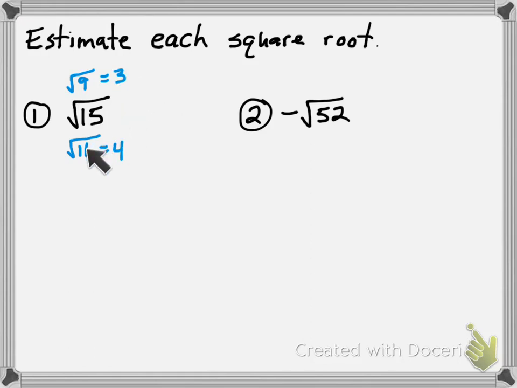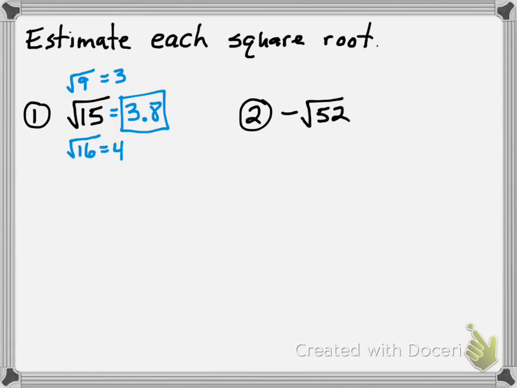Well, 15 is a lot closer to 16 than it is 9, so I'm going to pick a number that's closer to 4 than it is 3, so 3.8. And that's my approximation or estimation for the square root of 15 without a calculator. I must see this work or it will be marked wrong. Okay. Alright, for number 2.